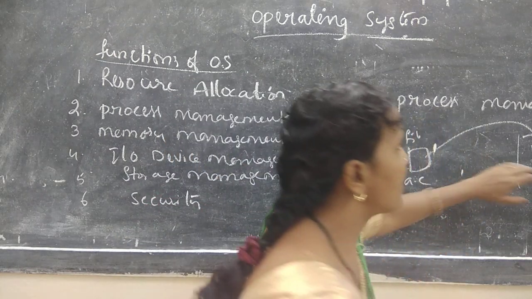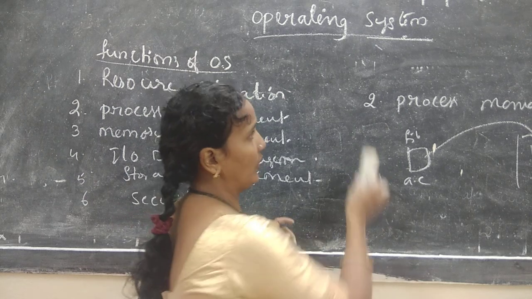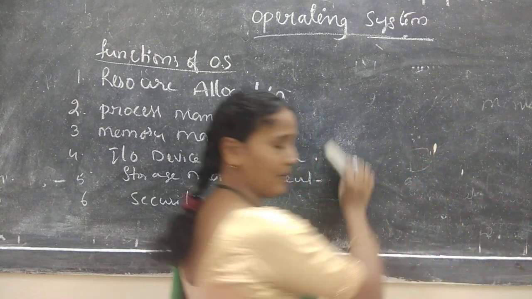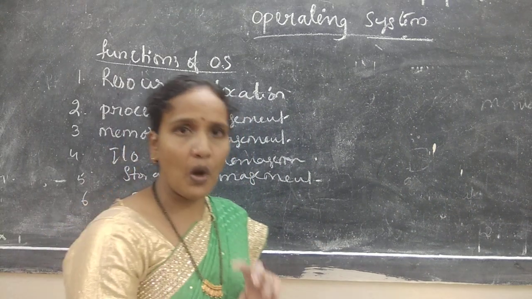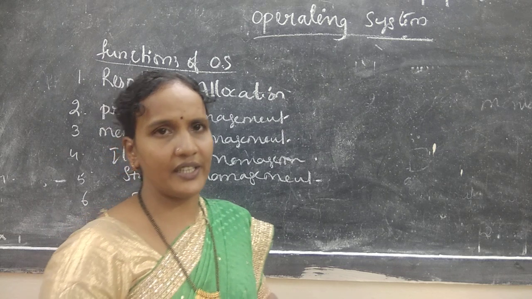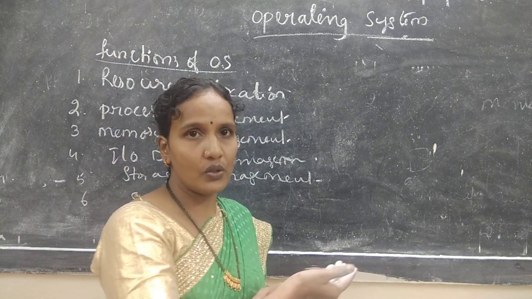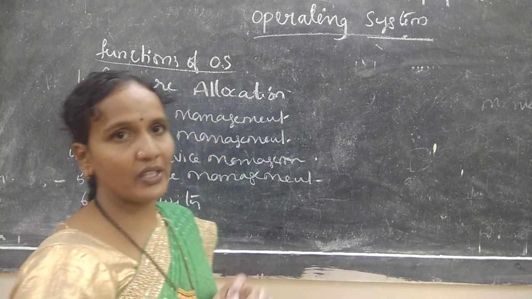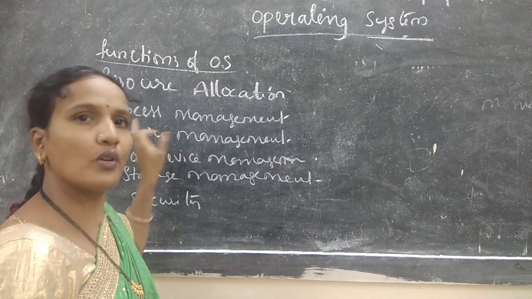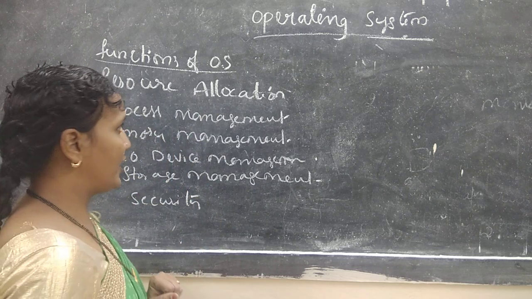Based on that, a CPU will be allocated to a process. So this is the second one. When in concurrent execution more than one process is running in the same system, it is the job of the operating system to allocate resources equally, or based on priority, or based on the timing when they entered the process queue. Based on that, the operating system should give the processor to a process. That comes under process management.